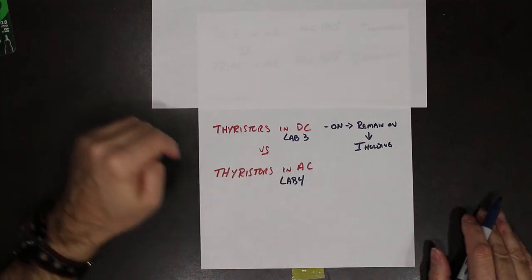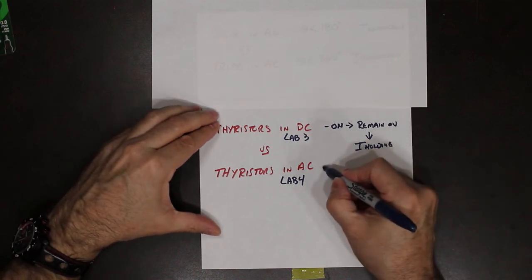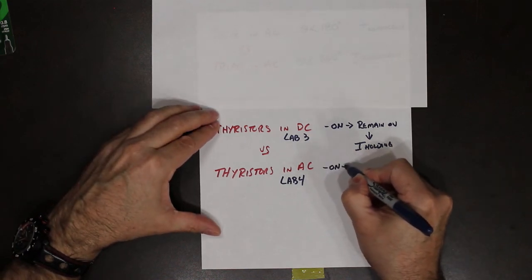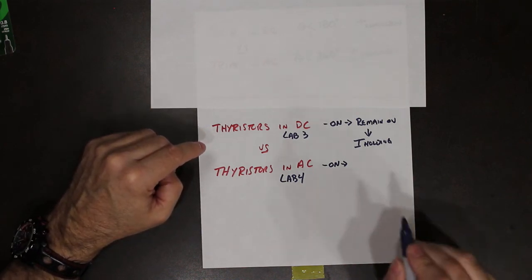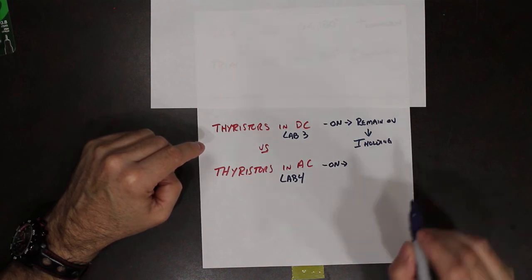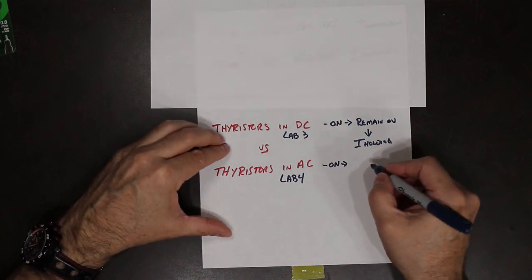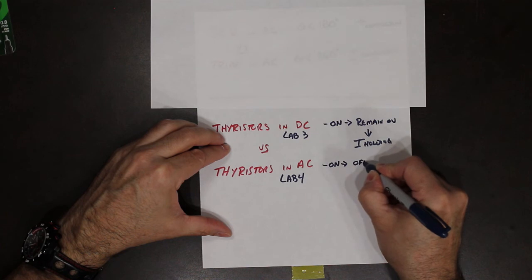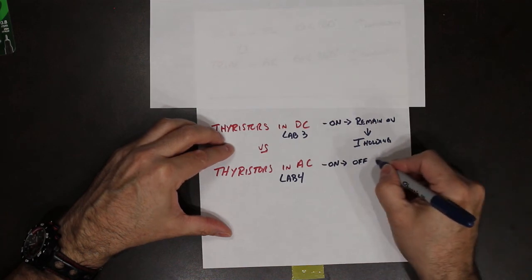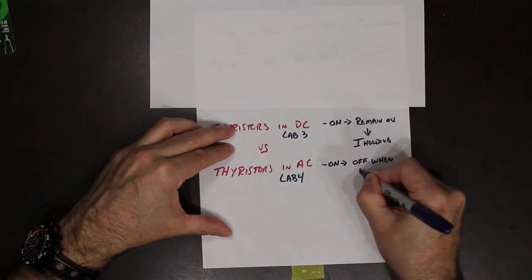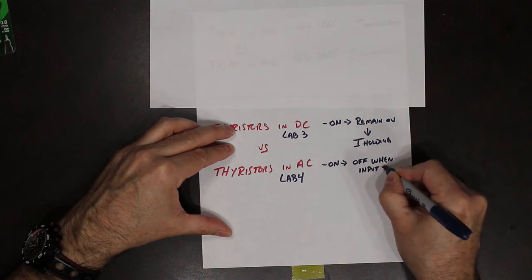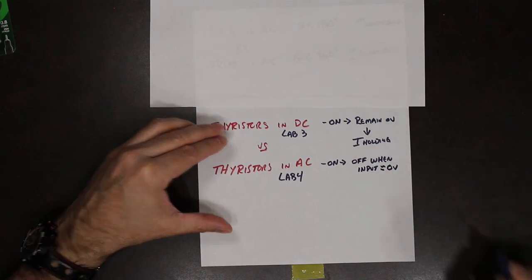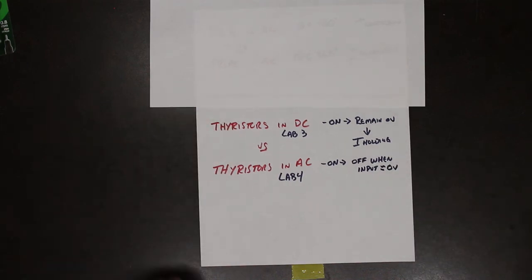A thyristor in AC, once it's on, it will shut off automatically every time the waveform approaches 0. So when the input is close to 0. So what does that mean? Well, let's take a look.